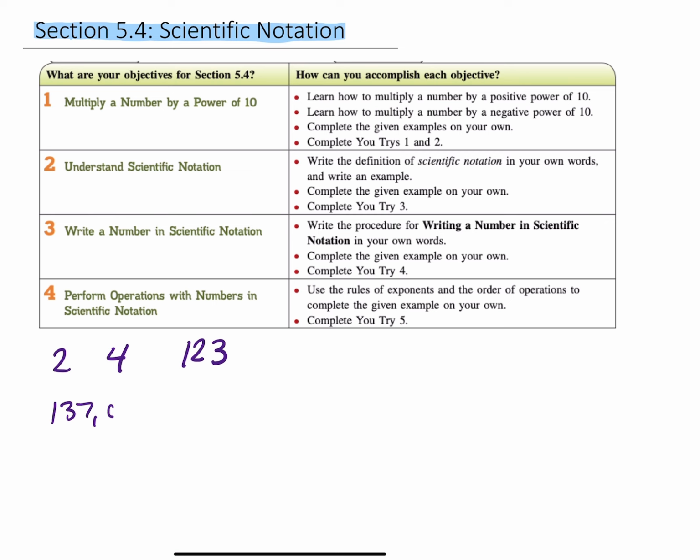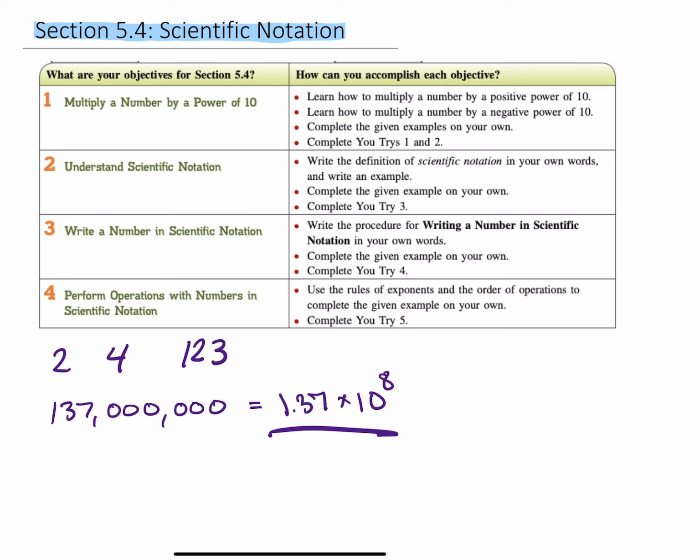Like 137 million. That's even still relatively a small number compared to something we could produce. Scientific notation is a way of writing this in a more condensed form. This could be expressed as 1.37 times 10 to the 8. So we'll explore how to produce these kinds of abbreviated expressions for both really large and really small numbers.